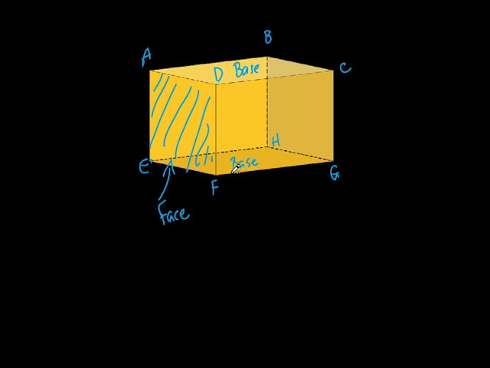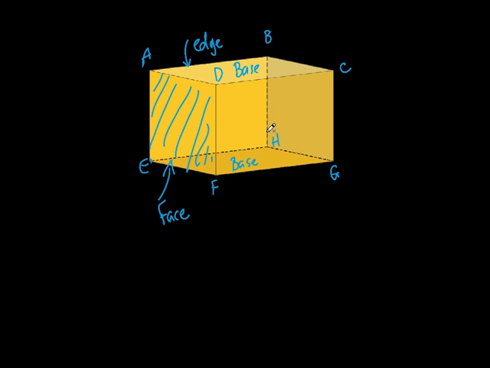Now, what about the edges? The edges are all the straight lines. Look, AB, it's a line segment, so we call it line segment AB. That would be an edge. So right here would be an edge. And there's a bunch of them. You can name them if you want. BC, CG, FG, BH, HG. There's a whole bunch.